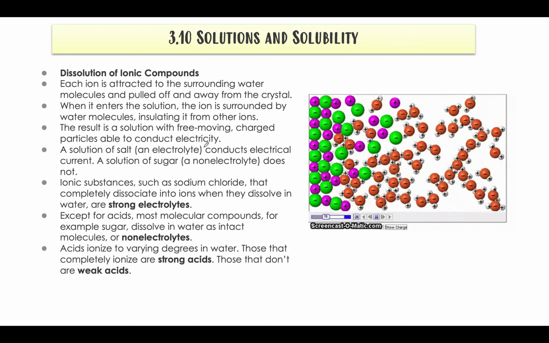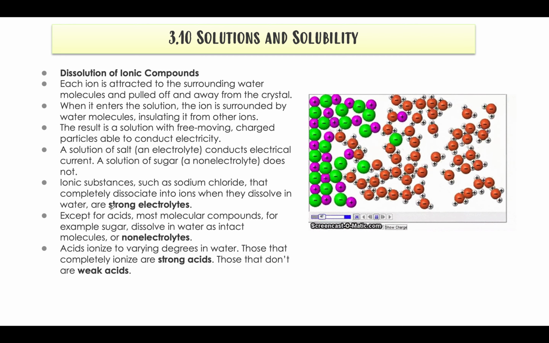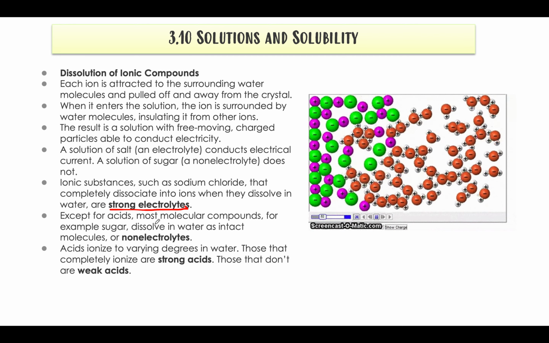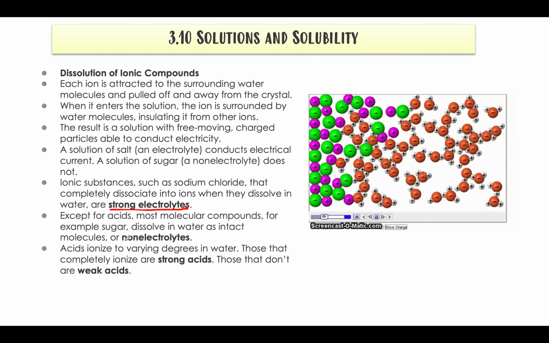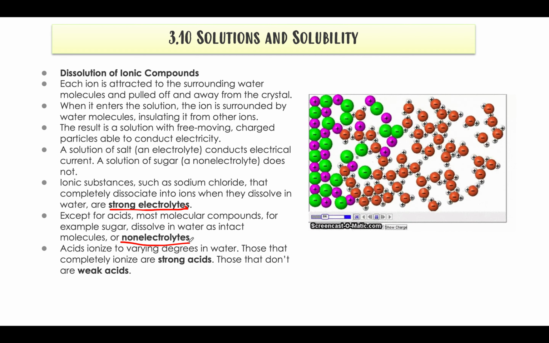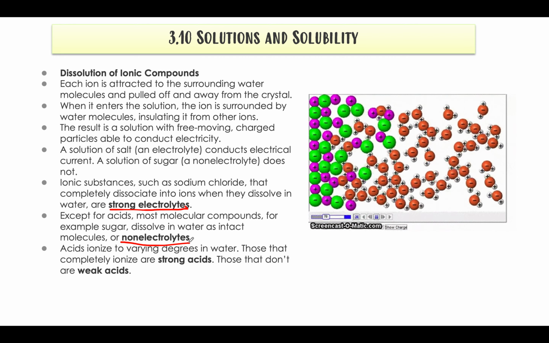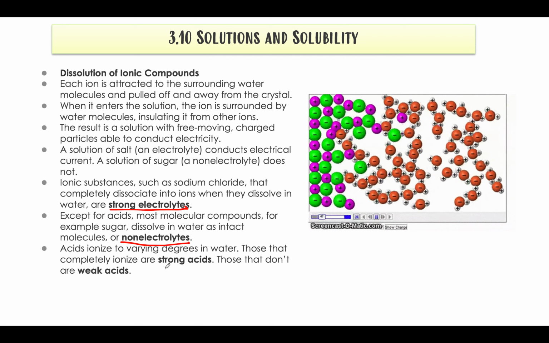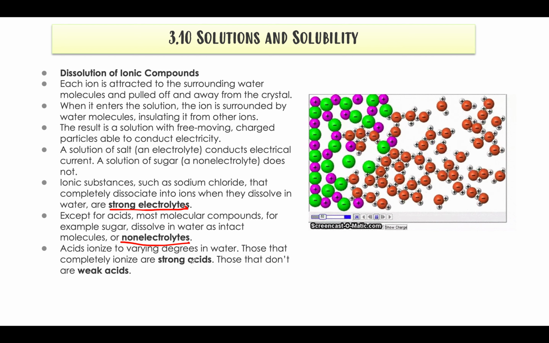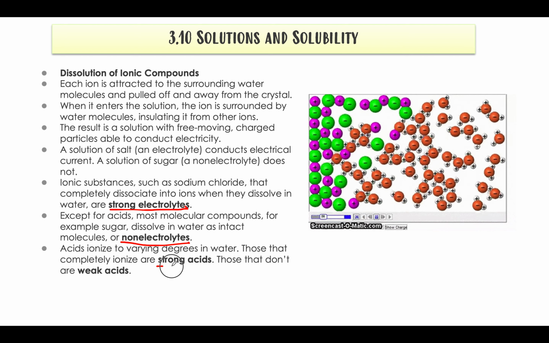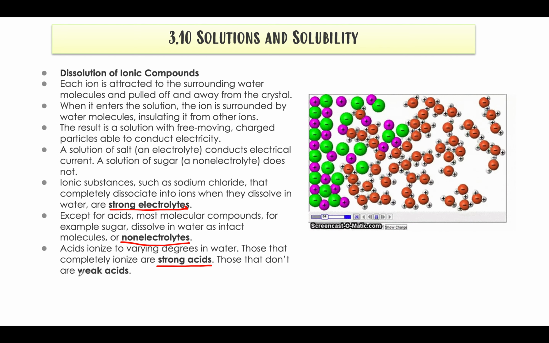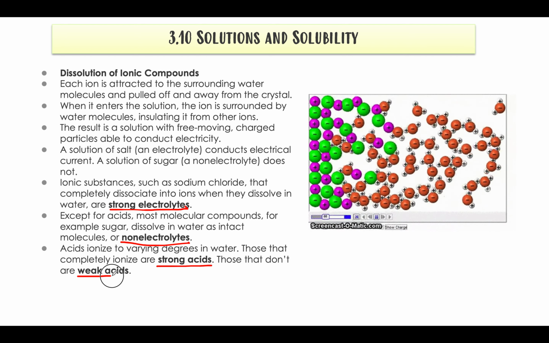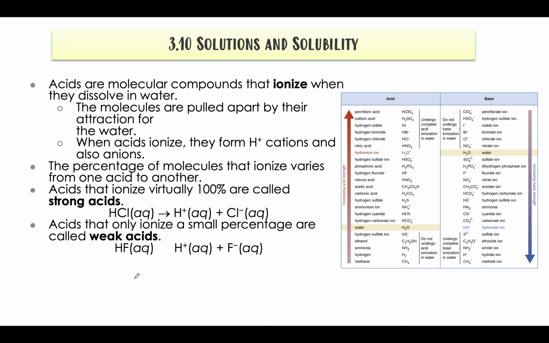Ionic substances such as sodium chloride that completely dissociate are strong electrolytes. So we've talked about this. They completely dissolved. Except for acids, most molecular compounds are non-electrolytes. That means that they do not create ions. Acids ionize in varying degrees in water. Those that completely ionize are called strong acids. Those that don't completely ionize are called weak acids.